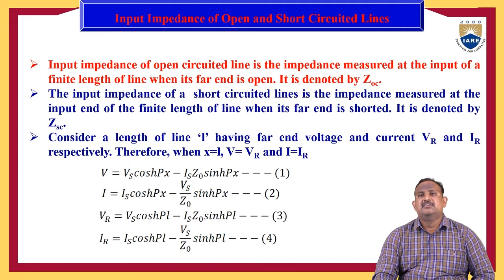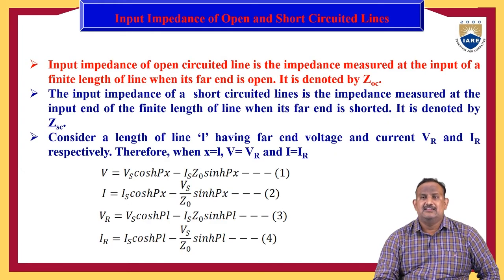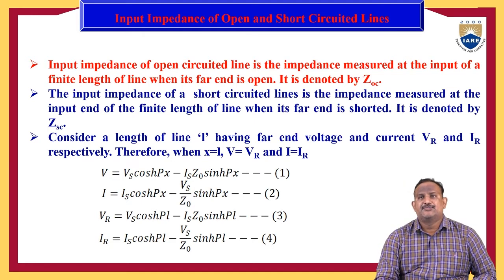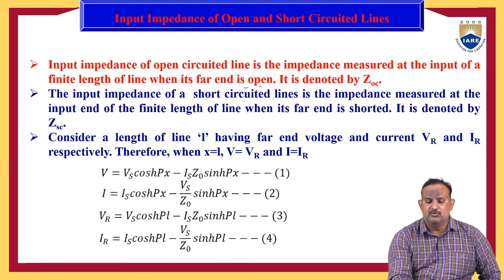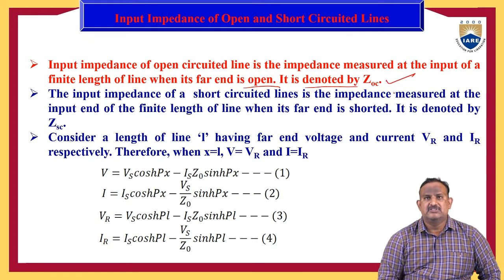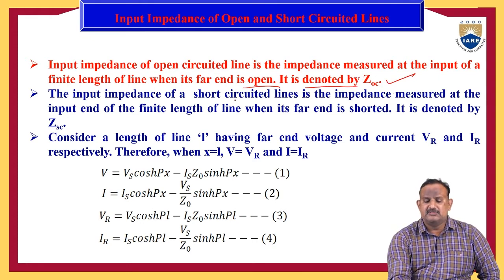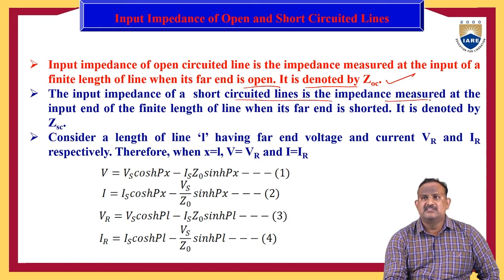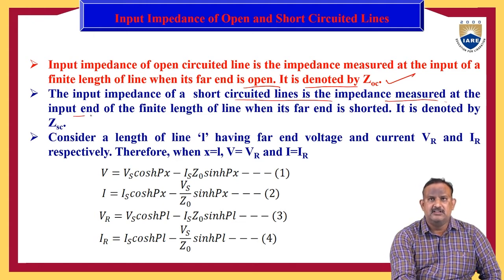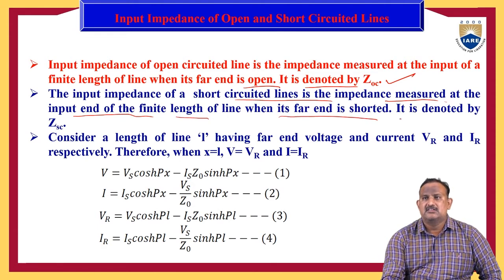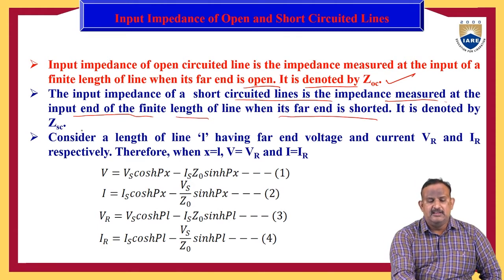So here, the input impedance of an open circuit line is the impedance measured at the input of a finite length of a line when its far end is open. It is denoted by ZOC. Similarly, we can define ZSC, the short circuit line. The input impedance of a short circuit line is the impedance measured at the input end of a finite length of line when its far end is short circuited. It is denoted by ZSC.